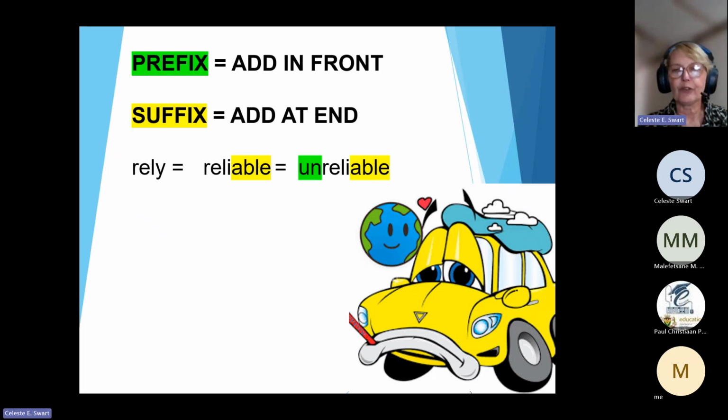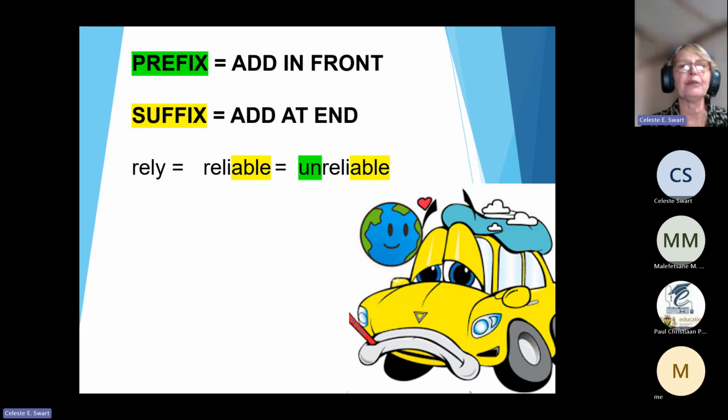You take a word like rely. Now, if you add a suffix, you can say it's reliable. If you put un in front of it, then you're changing it to an antonym and it becomes unreliable, like the little car in the picture. So remember that it can affect the meaning of what we are saying.